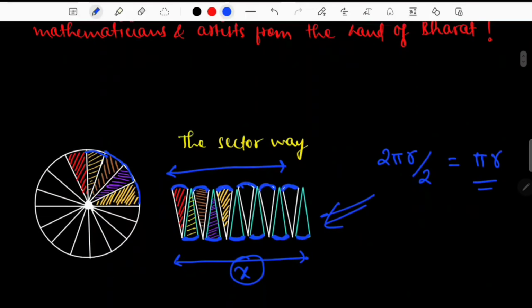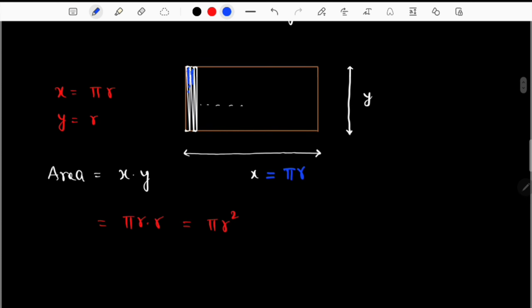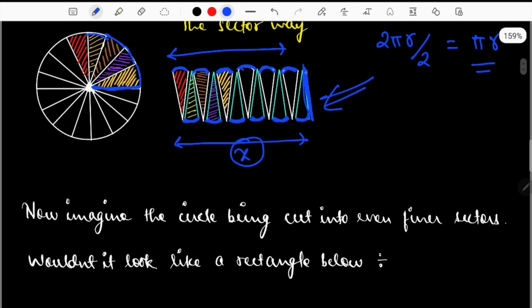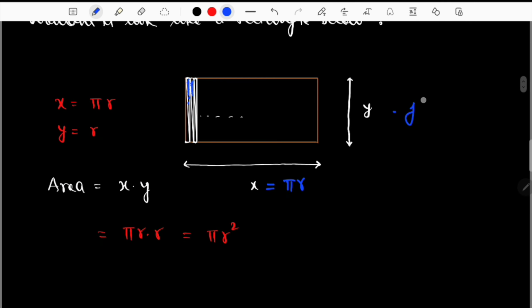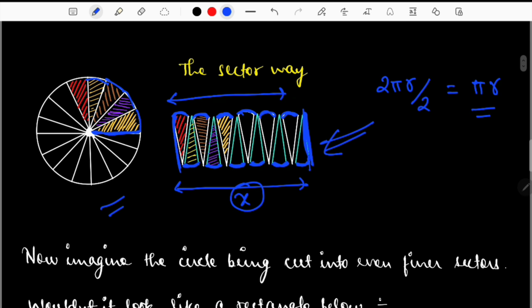Also, if you see this particular region of the sector, it is nothing but the radius of the circle, right? So the radius of the circle is nothing but the length y, because this portion, this length, is what is forming the side of this rectangle here. So this is equal to r. Now very simply, you will have the area equals x times y, which is pi r times r, which is pi r squared. And you have the area of this rectangle, which is equivalent to the area of this particular circle. Now let's move on to the second way.